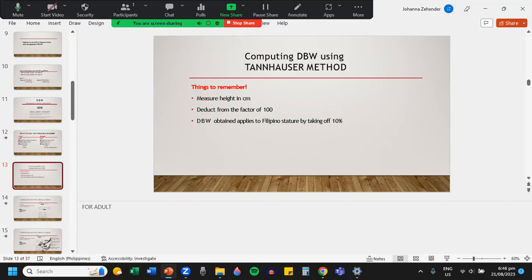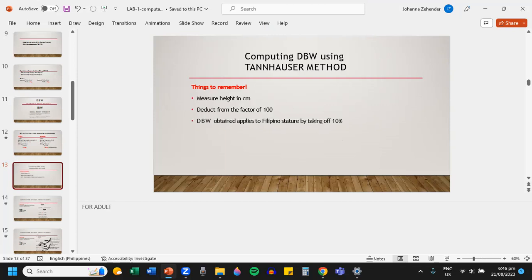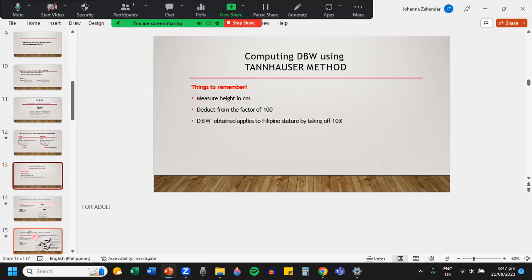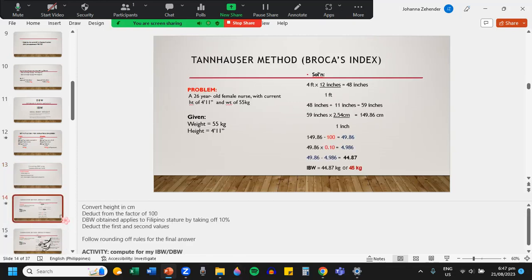Next, we also have a method of computing desirable body weight using the Tannhauser method. Now, what are the things to remember? First of all, you have to measure the height in centimeters. Next, you are going to deduct from the factor of 100. And then the desirable body weight obtained applies to Filipino stature by taking off 10%. So how are you going to solve for this one? You're going to see in the next few slides. Your Tannhauser method is also known as your Broca's index.